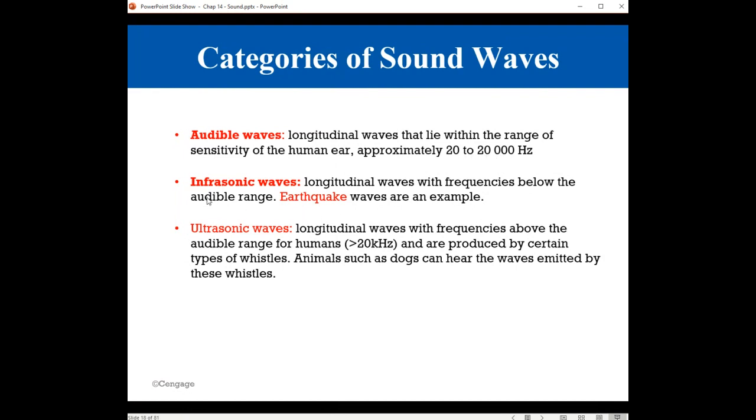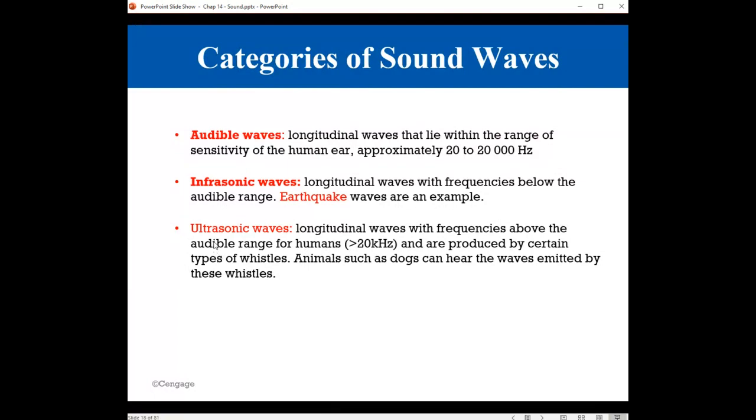The second category is the infrasonic waves. Here we are talking about longitudinal waves with frequencies below the audible range. For example, earthquake waves. Here, the frequency, we cannot hear it because it's lower than the limit for hearing, the 20 hertz limit.